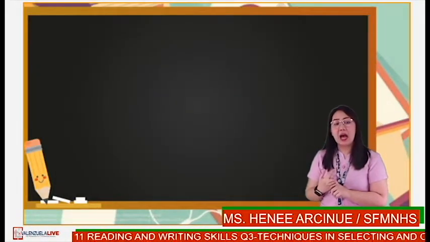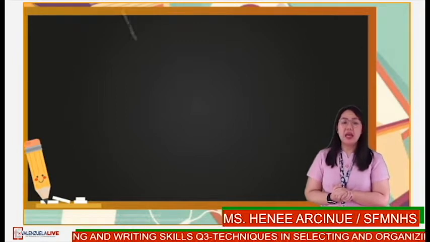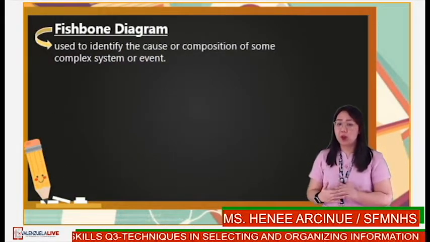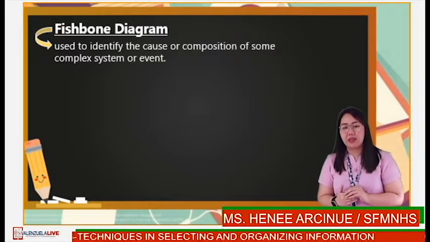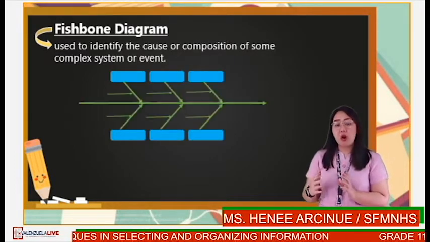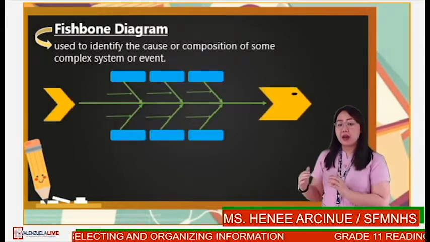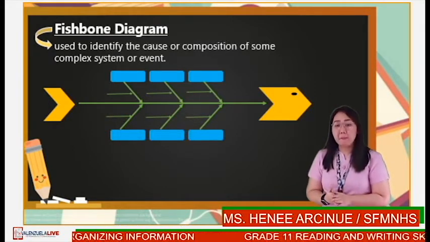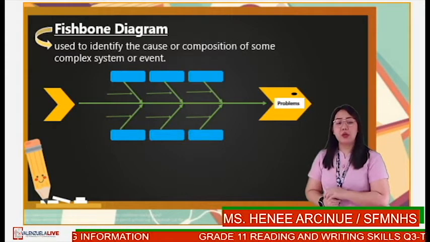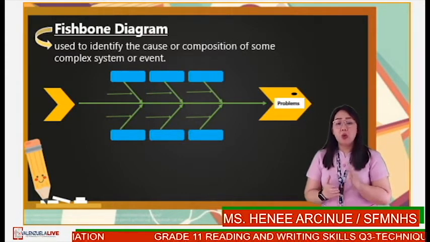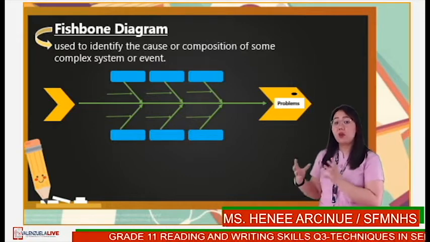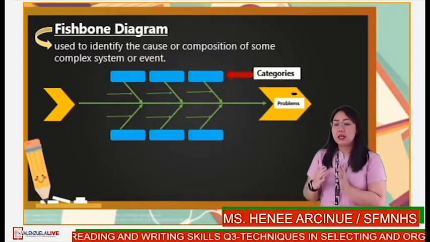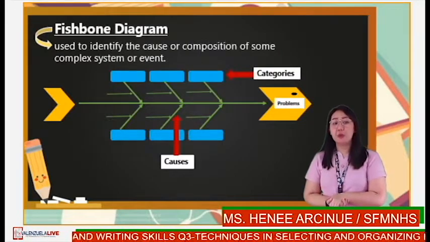Next we have the fishbone diagram. It is used to identify the cause or composition of some complex system or event. Each bone coming off of the spine of the diagram is then broken down into more details. Remember, whenever we are going to use a fishbone diagram, we need to consider the causes or the factors of different categories.